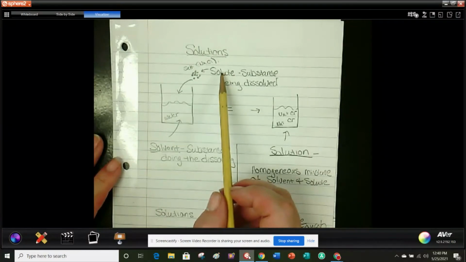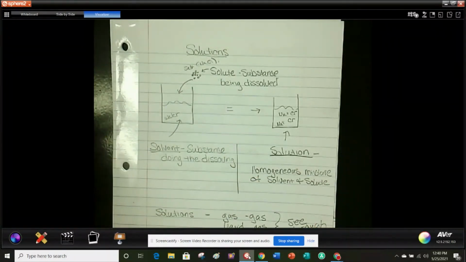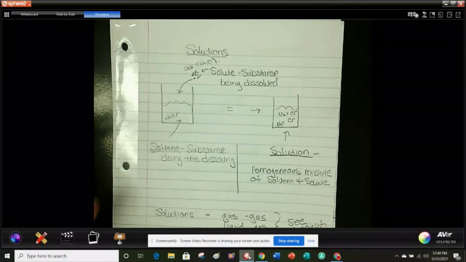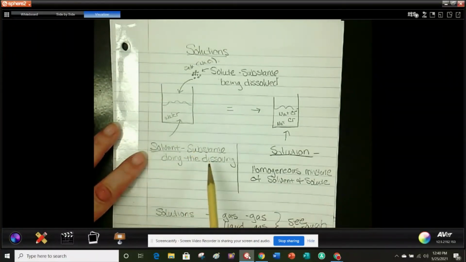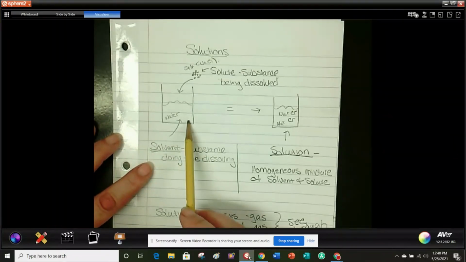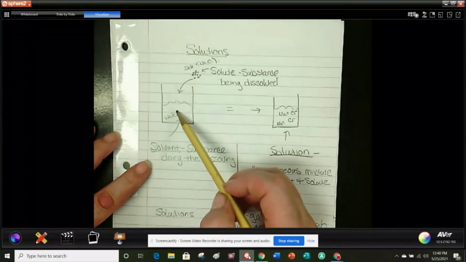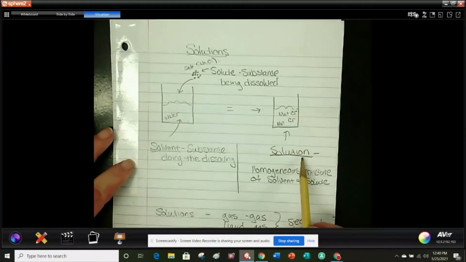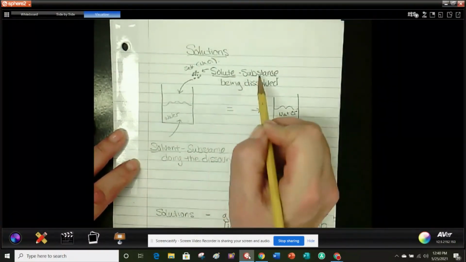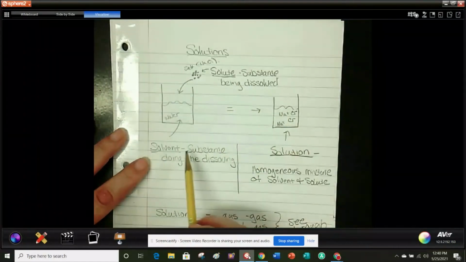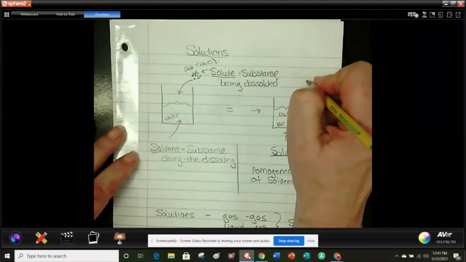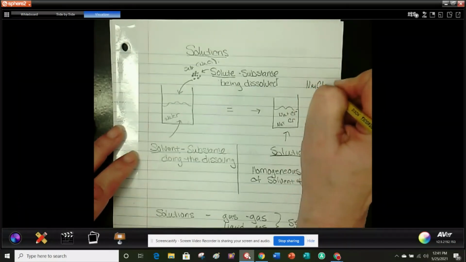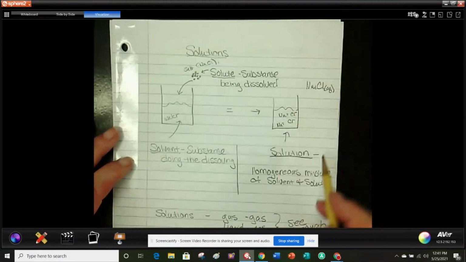So we usually have something being dissolved in something, and we call our solvent the substance doing the dissolving. Water is a universal solvent. It dissolves most things. Here I have the solid being dissolved in water, and that is sodium chloride, okay? So that's called our solute, and the solute is the substance being dissolved. So here's one vocabulary, solvent, and then when it's dissolved, what we have is sodium chloride aqueous, okay? And that is our solution.